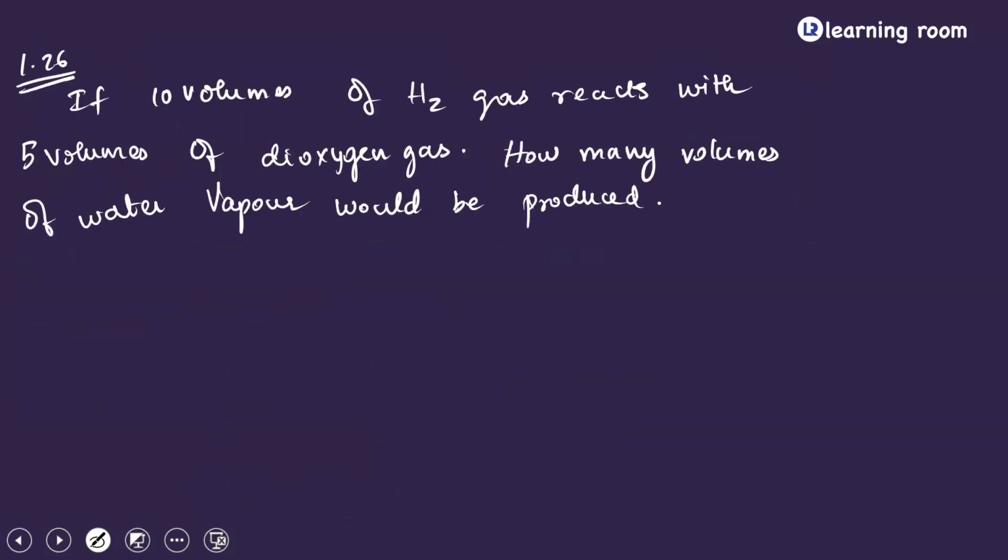Let's check. Hydrogen we have taken, oxygen they have taken. When they react, they give H2O. So you need to balance this equation: 2H2 plus O2 gives you 2H2O. They have given you 10 volumes of hydrogen and 5 volumes of oxygen. How many volumes of water vapor will be produced? 10. That's it. Is that clear? These are all very simple questions. Okay, is that clear?